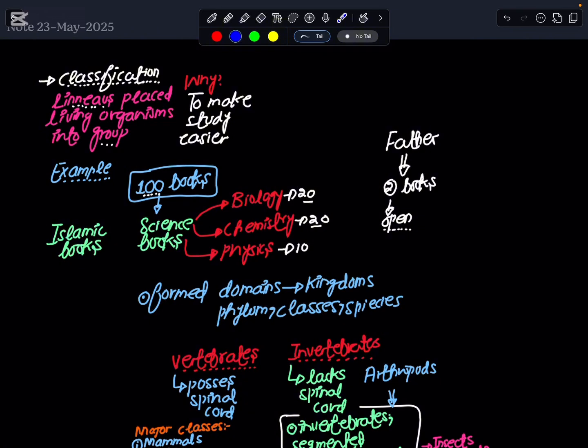Thanks partly to this scientist, Linnaeus, who started placing living organisms into groups. And the idea is very simple: we have to make the study of organisms easier for us.